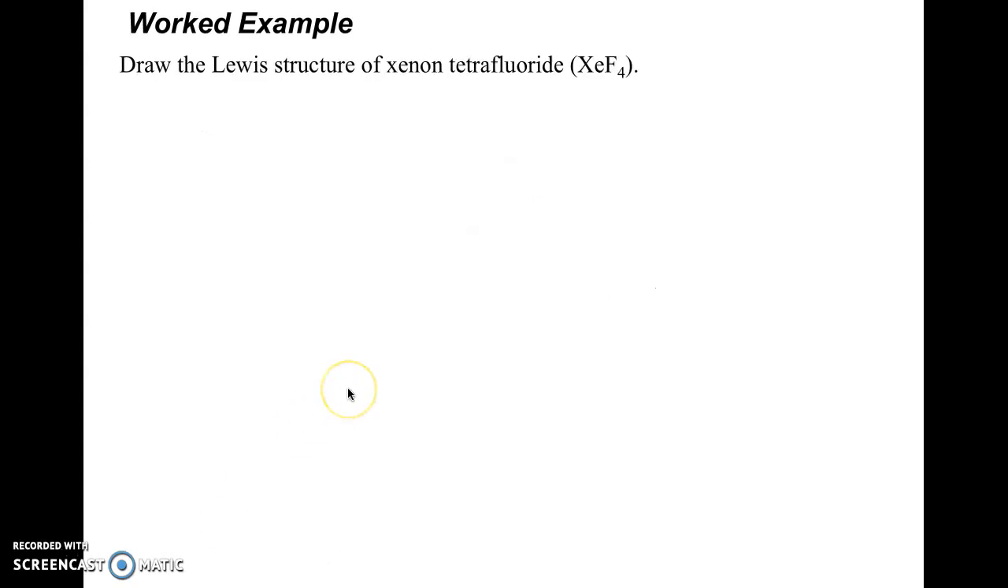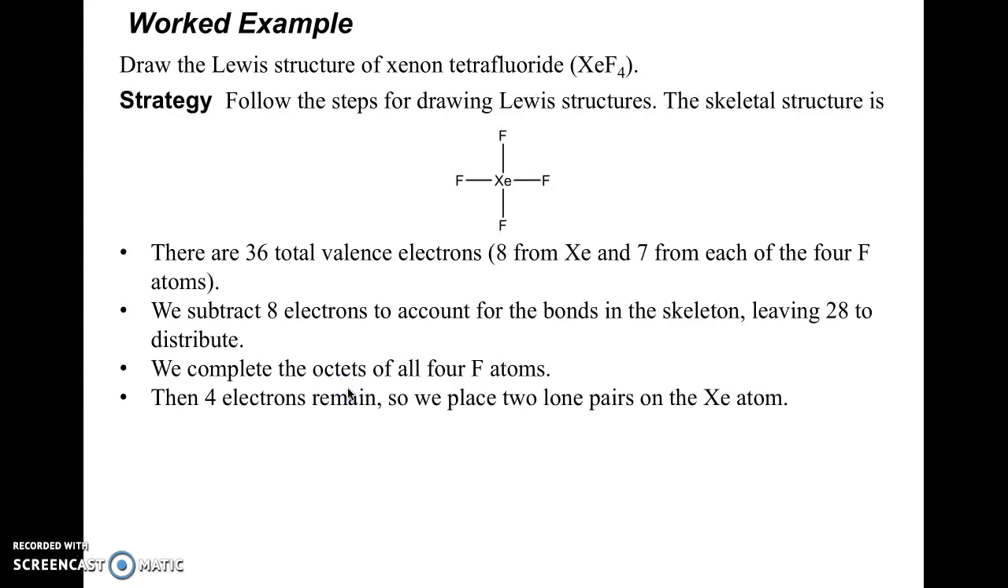All right, then we have xenon tetrafluoride. This is an interesting one because there are 36 total valence electrons, 8 from the xenon. It's a noble gas. We don't normally think of those reacting, but it will in this case. And so we end up with 4 electrons left over after everything has an octet. So we put the extra 4 electrons as lone pairs on the xenon.